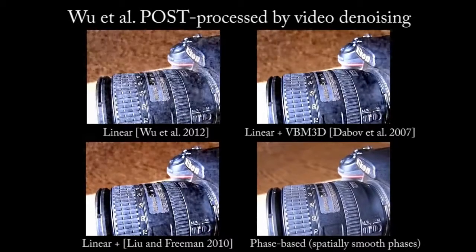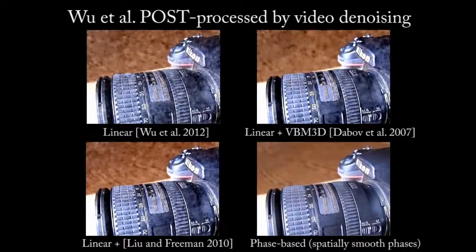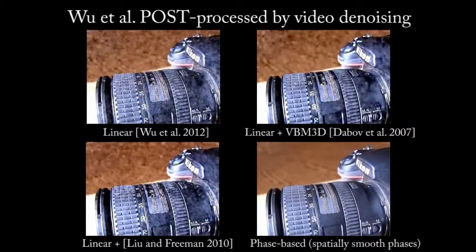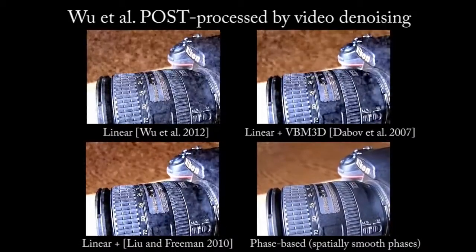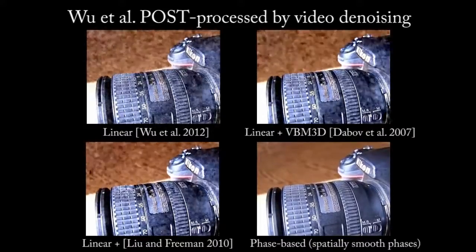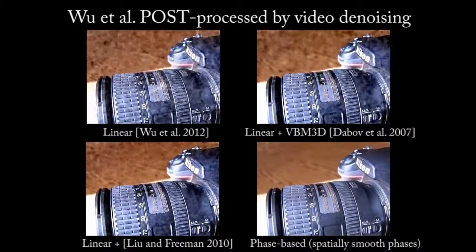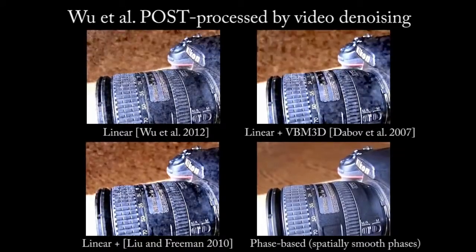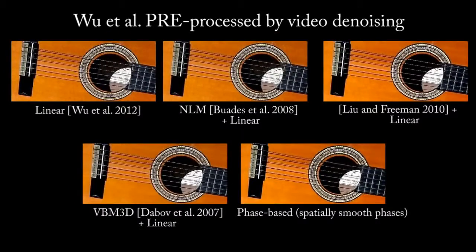Although it was not suggested by Wu et al., we also compare results when applying video denoising both before and after linear motion magnification. In this case, we apply state-of-the-art denoising algorithms after linear magnification. The denoising algorithms cannot do much with the medium frequency noise in the linear result, while the phase-based result has significantly less noise. Video denoising is also computationally expensive, taking about 10 times longer than the phase-based method. Applying video denoising prior to amplification can help in some cases, but it can also kill the motion signal as VBM3D does on the guitar sequence.